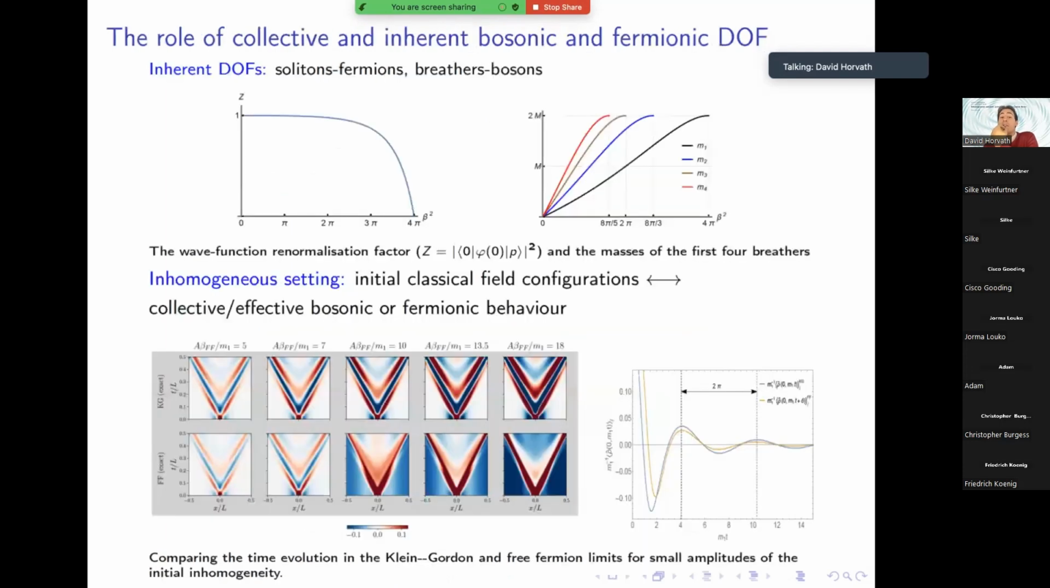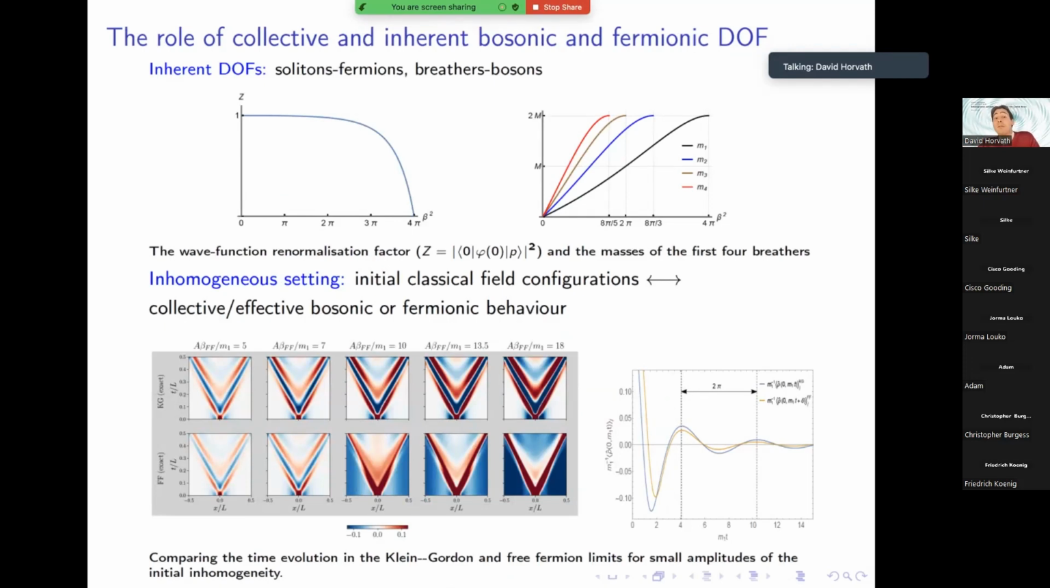The way I like to think of this transition is based on the distinction of inherent and collective degrees of freedom of a theory. It is quite well known and well established for the case of the sine-Gordon model. Actually, it's exactly due to the duality with the Thirring model that the solitons in the sine-Gordon theory correspond to fermions or fermionic excitations, whereas the breathers correspond to bosons or bosonic excitations. So these are the excitations or degrees of freedom which I call inherent. They are there in the theory.